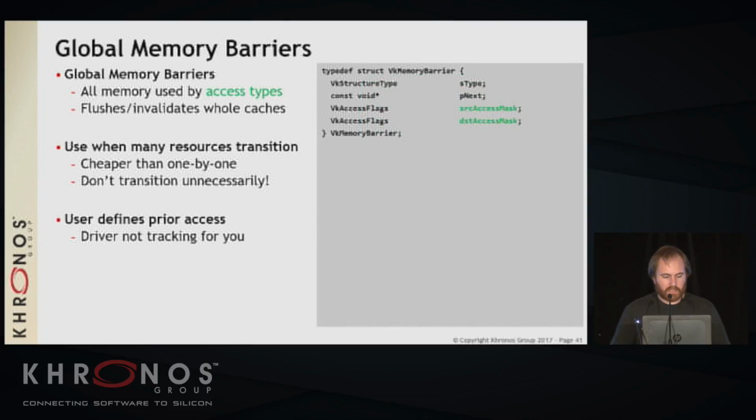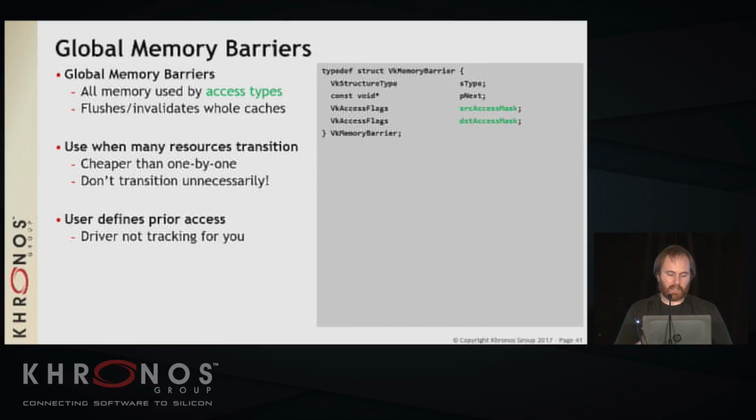So there's 3 types, as I said. The first of these is a global memory barrier. This is the simplest. It basically just means that any memory that was accessed in the way that you've specified will have some sort of guarantee. So the source access mask basically says accesses of this type will be propagated to device memory, and then the ones in the destination access mask will be propagated from device memory to that access mask.